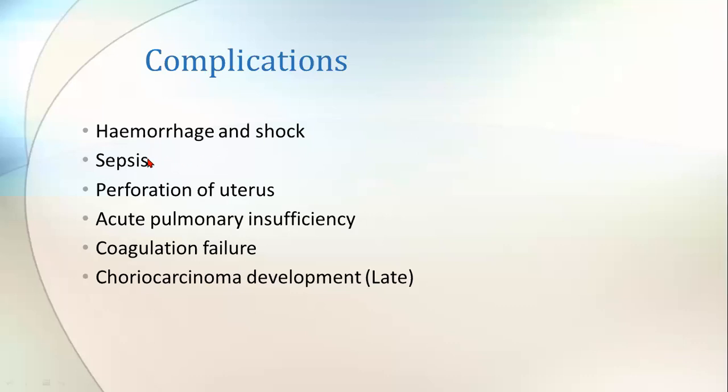Next is sepsis. Why? Because normally the vaginal cavity consists of organisms. You all know that. Because of the presence of old blood clots and concealed hemorrhage, the organisms present in the vaginal cavity tend to ascend, to creep up, because the blood clots present in the uterine cavity form a good culture medium for the development of organisms. So the patient may land up in sepsis.